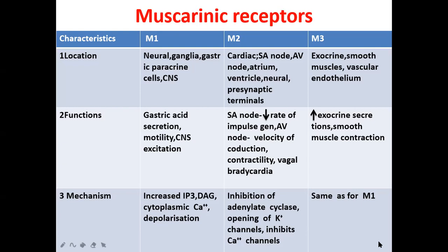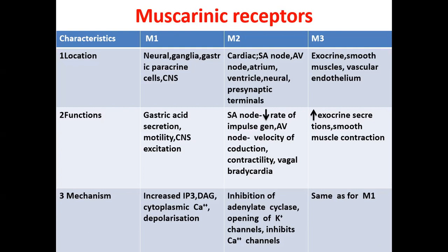Then, if you look at the mechanism of these particular M1 receptors, they act by increasing the IP3-DAG, so they increase the inositol triphosphate and diacylglycerol pathway. They cause cytoplasmic release of calcium, resulting in depolarization. And apart from that, M2 receptors cause inhibition of adenylyl cyclase and opening of potassium channels, and hence inhibit the calcium channels.